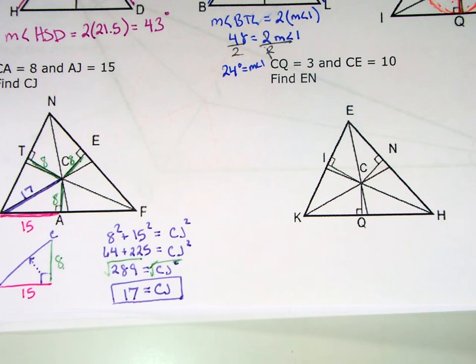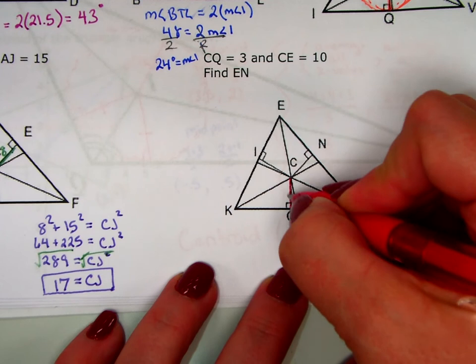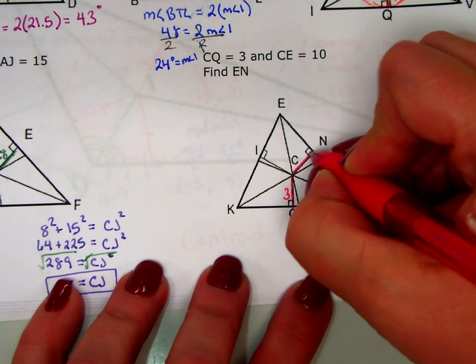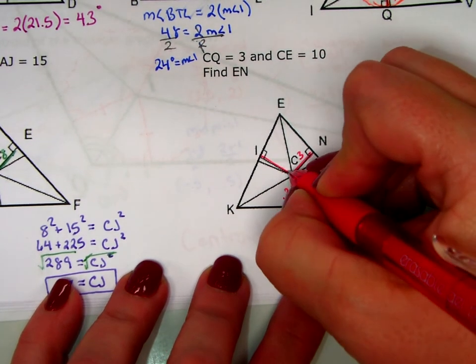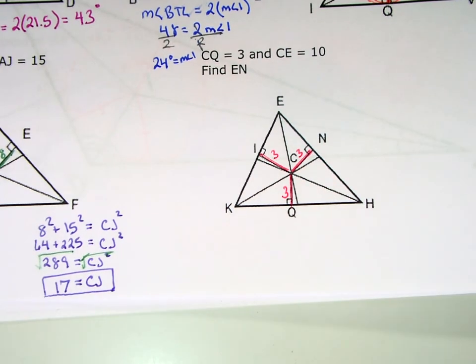So when I look at the last one, CQ is 3. Uh-oh. Which means what else is 3? All the other radii, which are all the other ones that go to the 90-degree angle, which are going to be CN and CI. This one's going to be 3. And this one's going to be 3. Those are the only things that are equivalent when you have an incenter, is the perpendicular sides. Nothing else is equal. Okay?